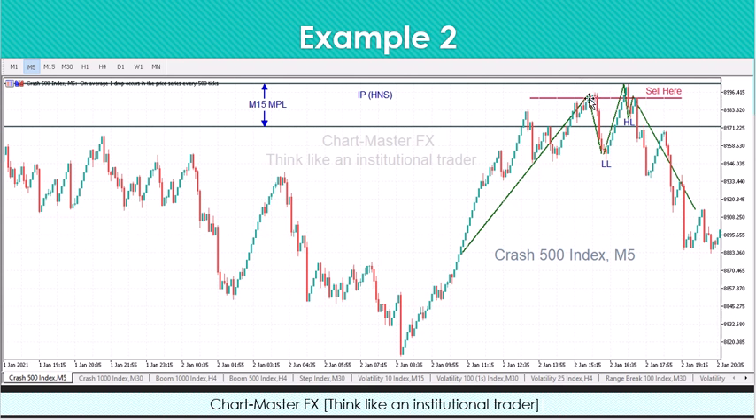So you put your stop loss above the MPL. That's where you put your stop loss. So you enter here, then your target profit is a clean or a fresh demand. Maybe you can target here or at this level. That's where you can target your profit. So guys, this is another example on Crash 500 index.